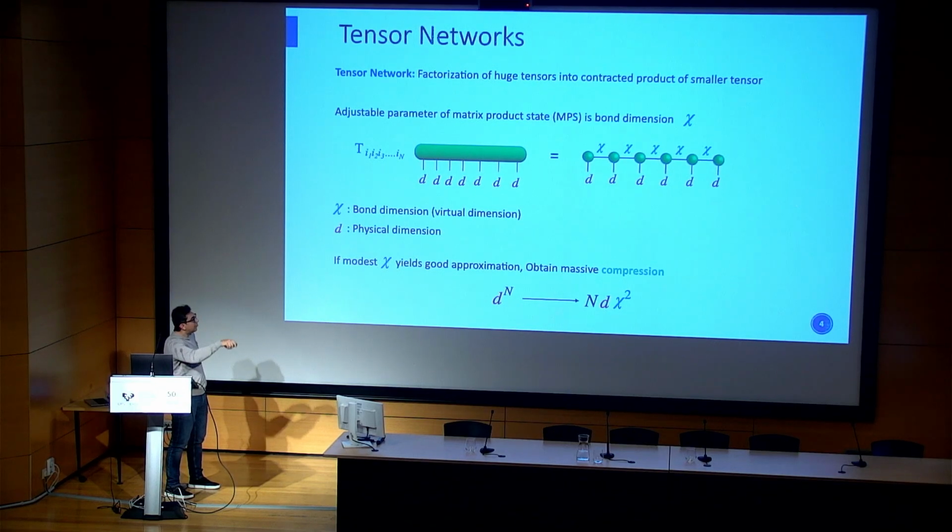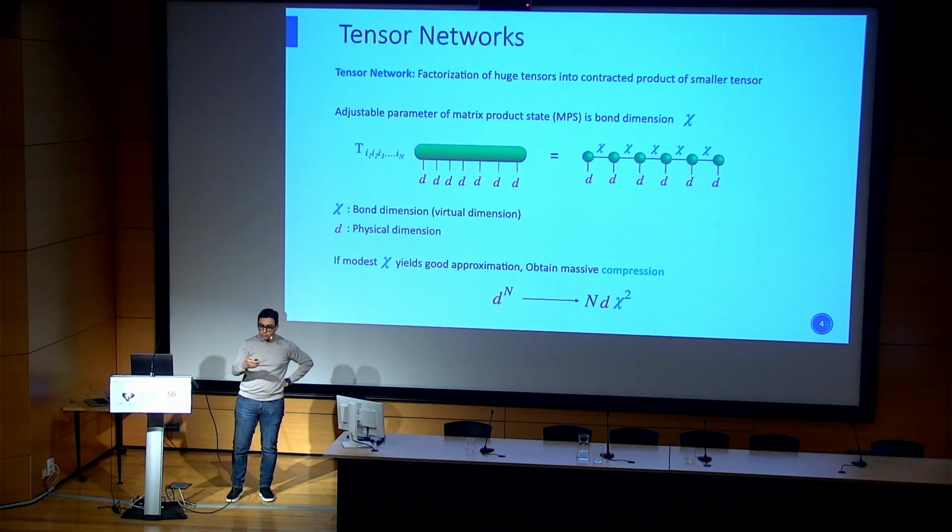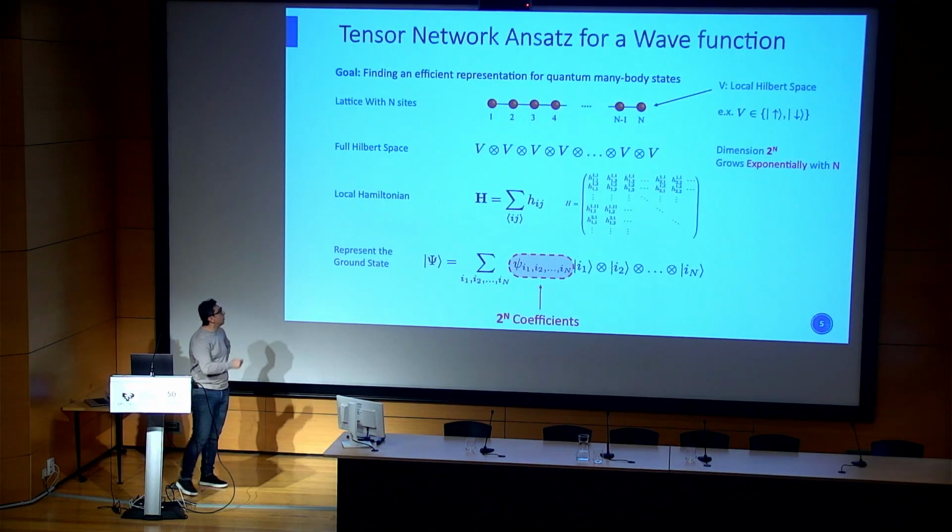If you are lucky and you can find a small size chi such that this network of tensors provides a good approximation for the original tensor, then it means that the number of parameters scales polynomially with the number of tensors, their dimension, and this chi. So basically, tensor networks provide a very efficient representation for data, and we can use it in quantum physics.